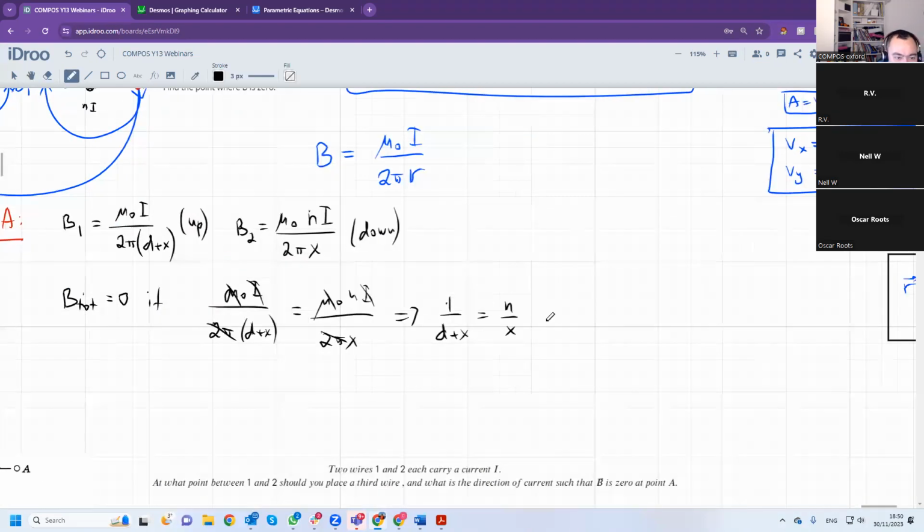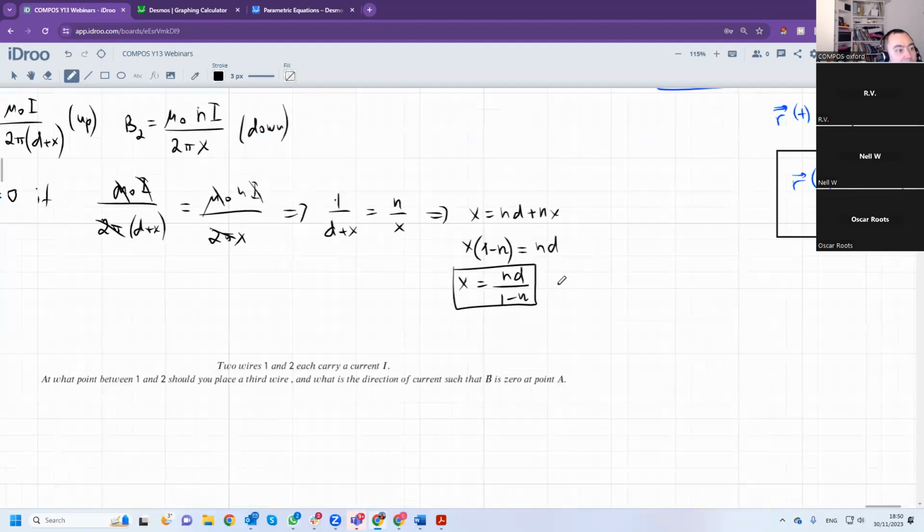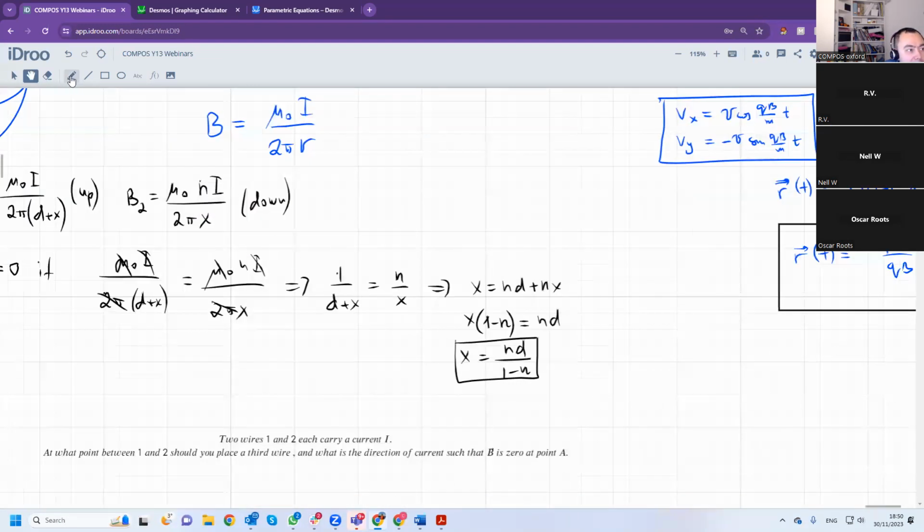So we can find x. x is equal to n d plus n x. x times (1 minus n) is equal to nd. So x is equal to nd divided by (1 minus n). The answer makes sense if x is positive, because if x is negative, it means we are going the other way. If x is positive, that means x is greater than 0, so 1 minus n has to be greater than 0. That means n has to be less than 1. That's important.